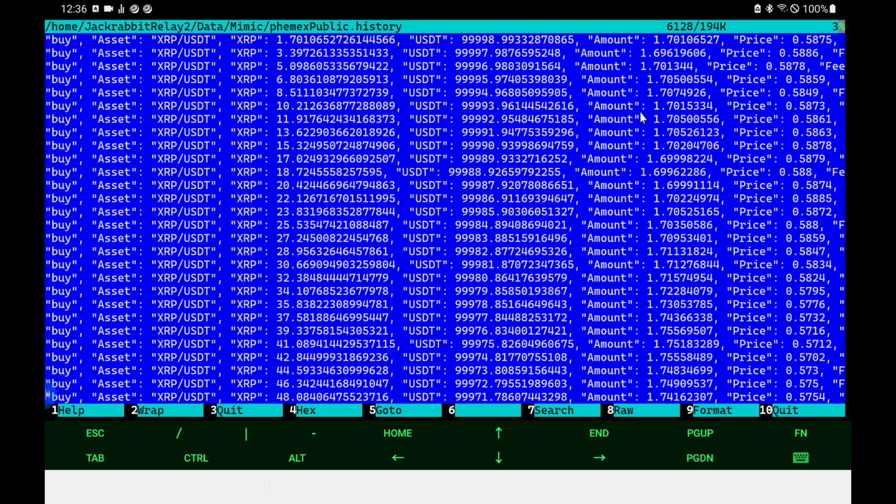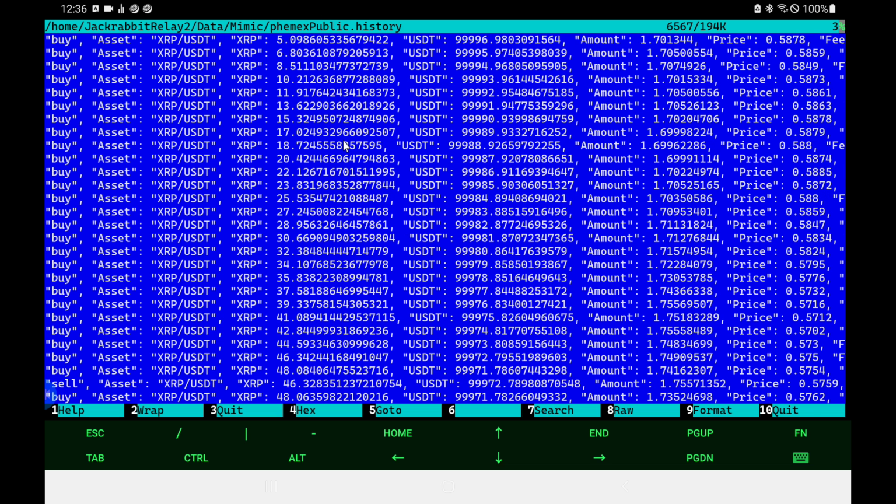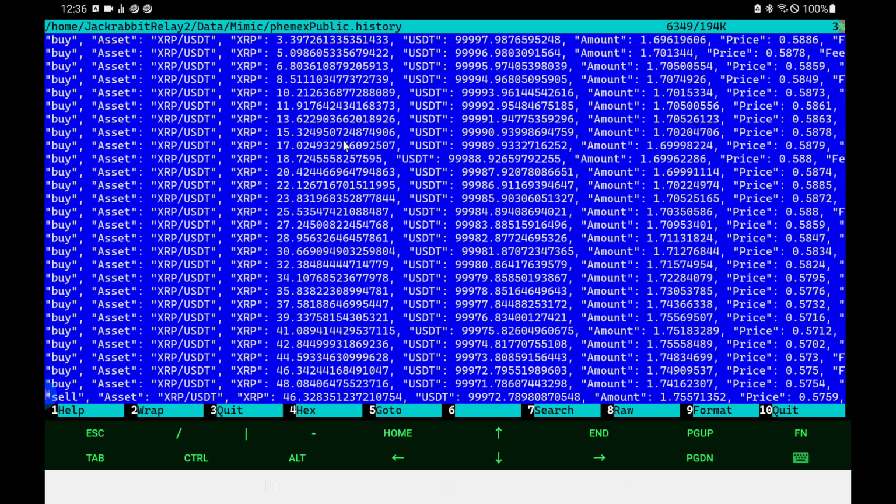So as you can see exactly the amount I am getting, the prices I am paying, how the USDT wallet is decrementing in value with each transaction, and how my XRP wallet is incrementing in value with each transaction. And then we see here the sell, and you get to see exactly how things progress. And you see how the values interconnect.